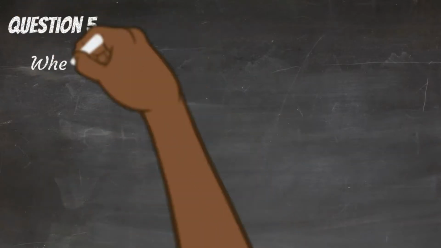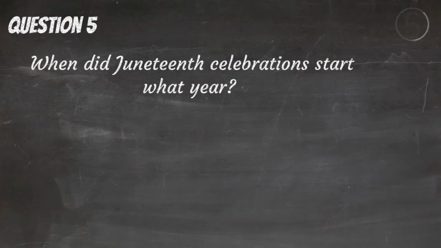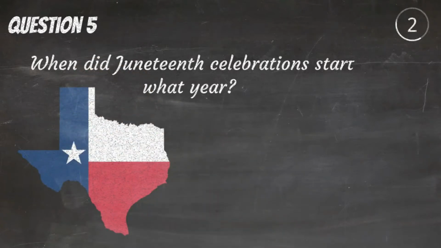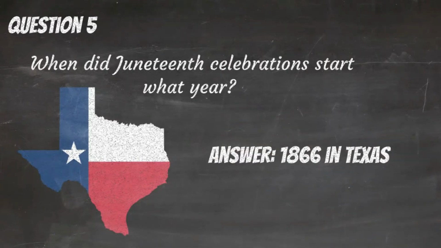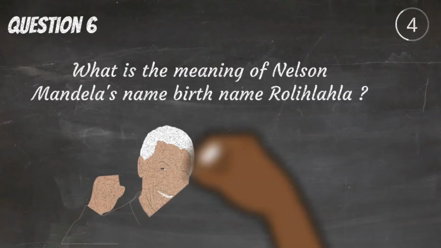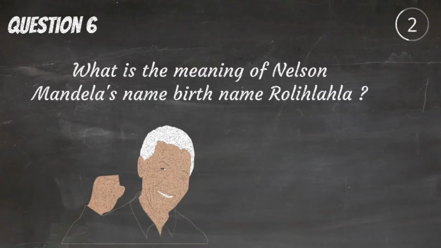Question 5. In what year did Juneteenth celebrations start? 1866 in Texas. Question 6. What is the meaning of Nelson Mandela's birth name? Rolihlahla. Troublemaker.